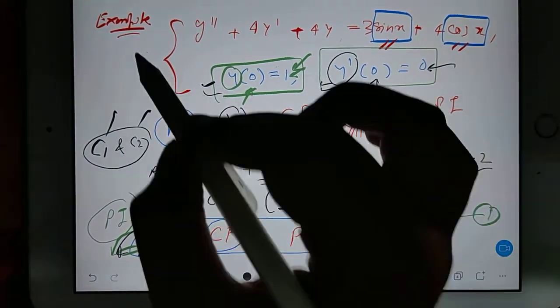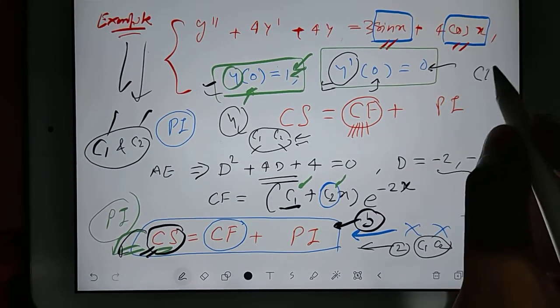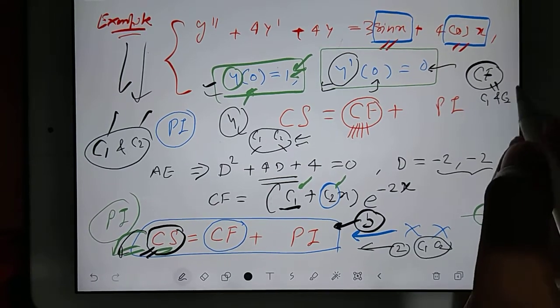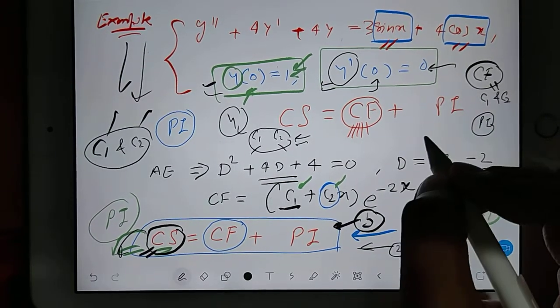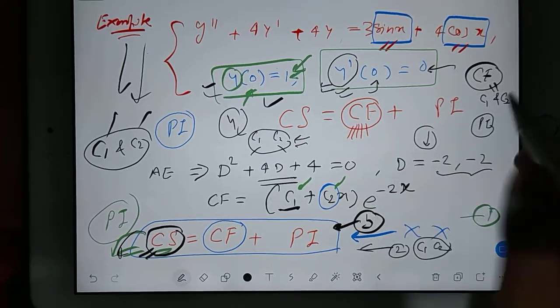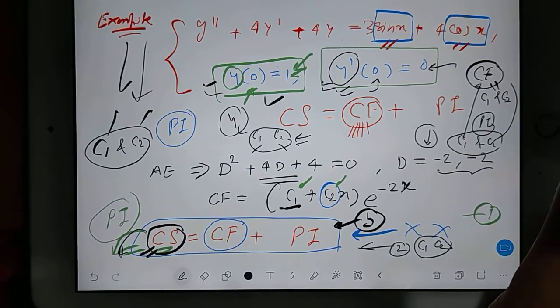So in this procedure you have to find the CF, the complementary function, which will contain C1 and C2, and you have to find your PI. Then you have to differentiate the equation, use these two values, find the C1 and C2 values, then put back the C1 and C2 values, and then you will get your final answer.